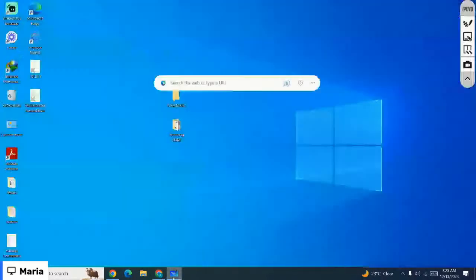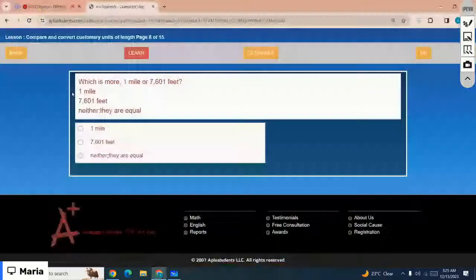1 mile equals 5,280 feet. So the correct option is 7,600 feet is more than 1 mile, right? The correct option is 7,601 feet is more, right?